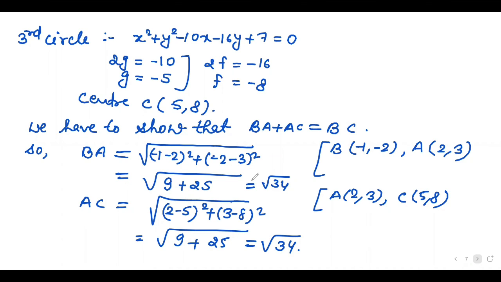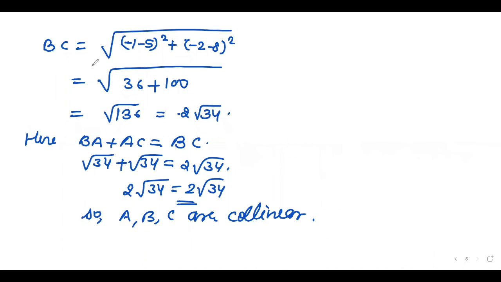Now BC we can find: root over (-1 minus 5) whole square plus (-2 minus 8) whole square, and this is root over 36 plus 100. So it is root over 136, which is 2 root over 34. So BA plus AC equals to BC. The left hand side equals to the right hand side, which means the points are collinear. A, B and C are collinear points.